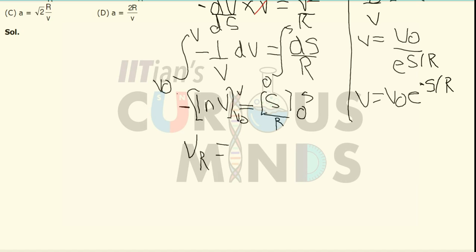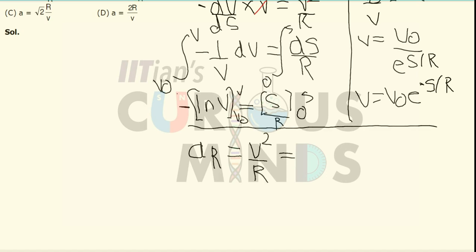Radial acceleration can be written as v square divided by r. I only want the magnitude, so it will be equal to v square divided by r. Let it be as it is. The tangential acceleration will be equal to dv divided by dt. So basically I have to differentiate with respect to time.